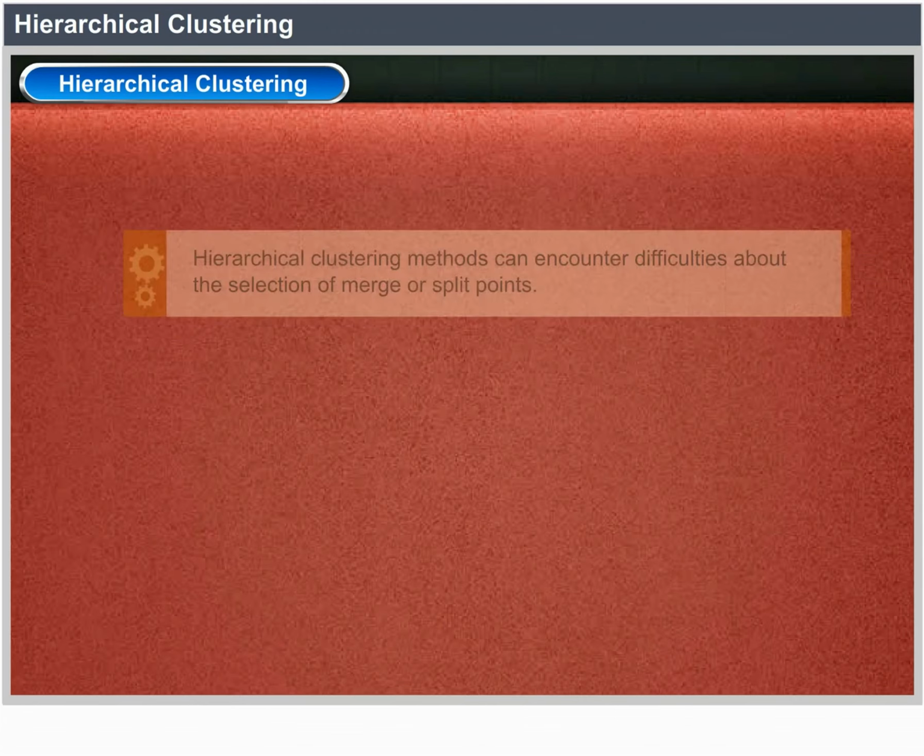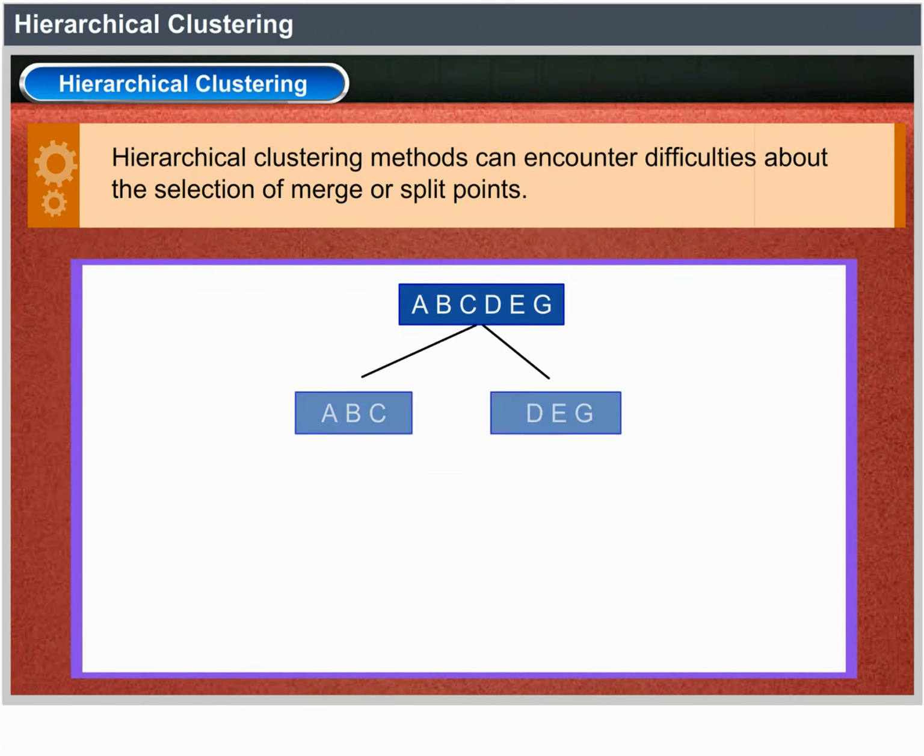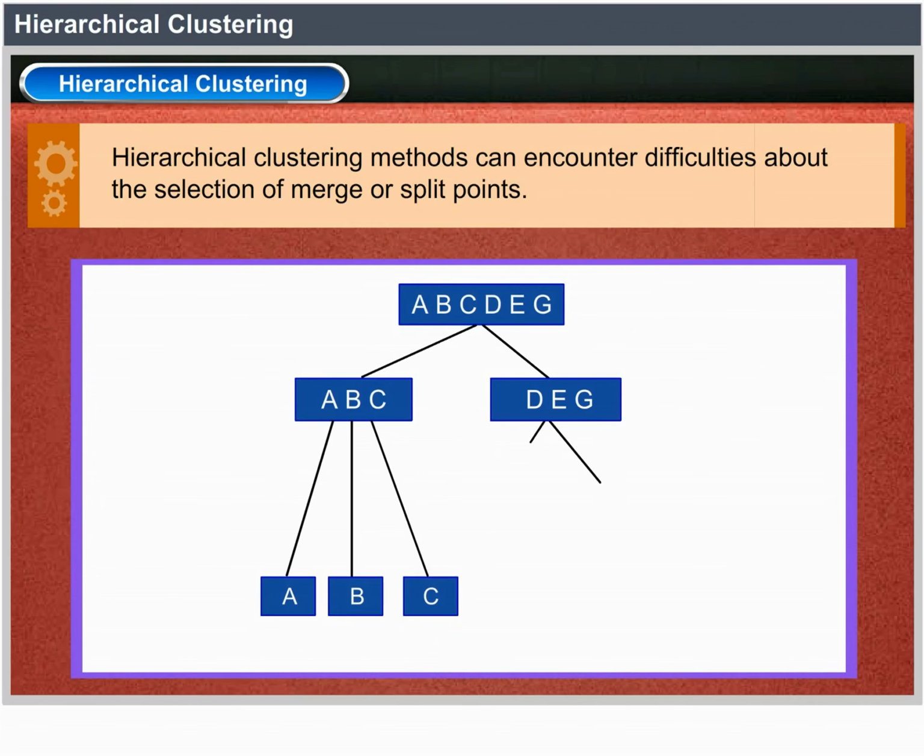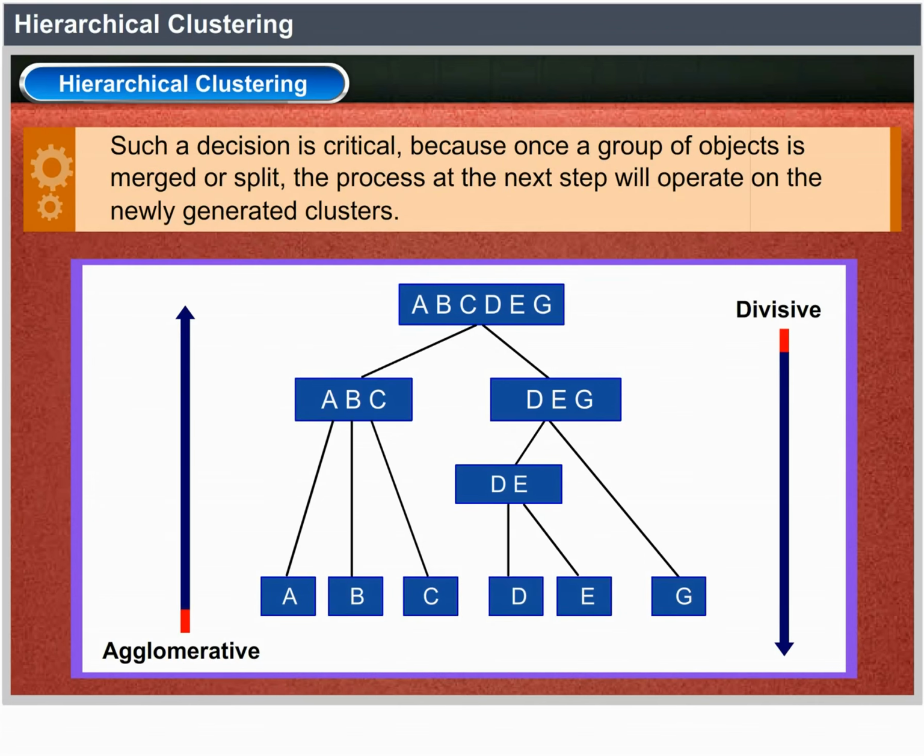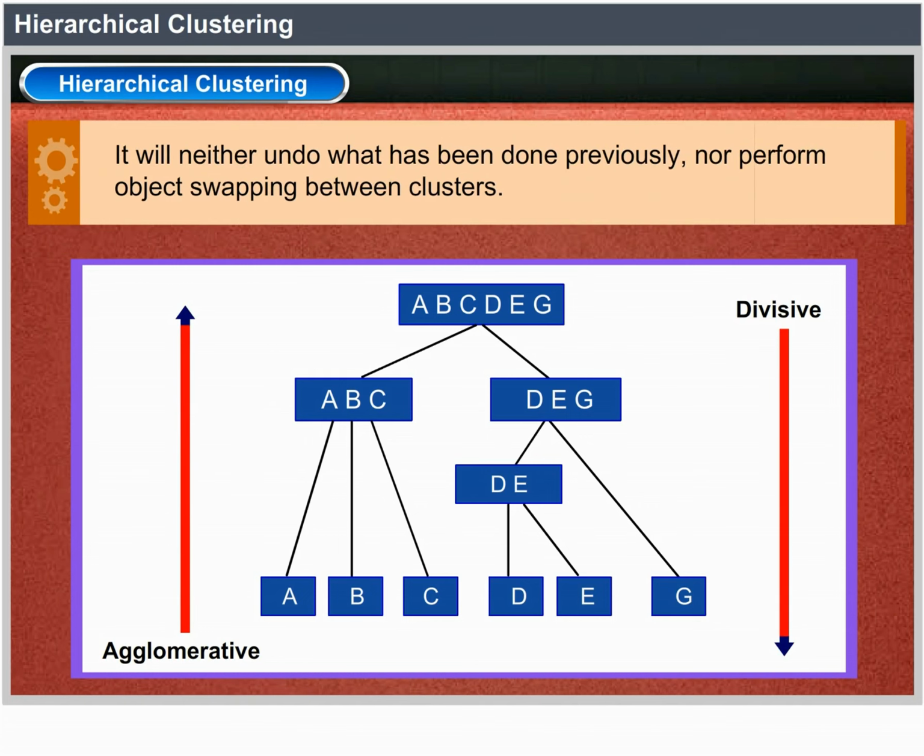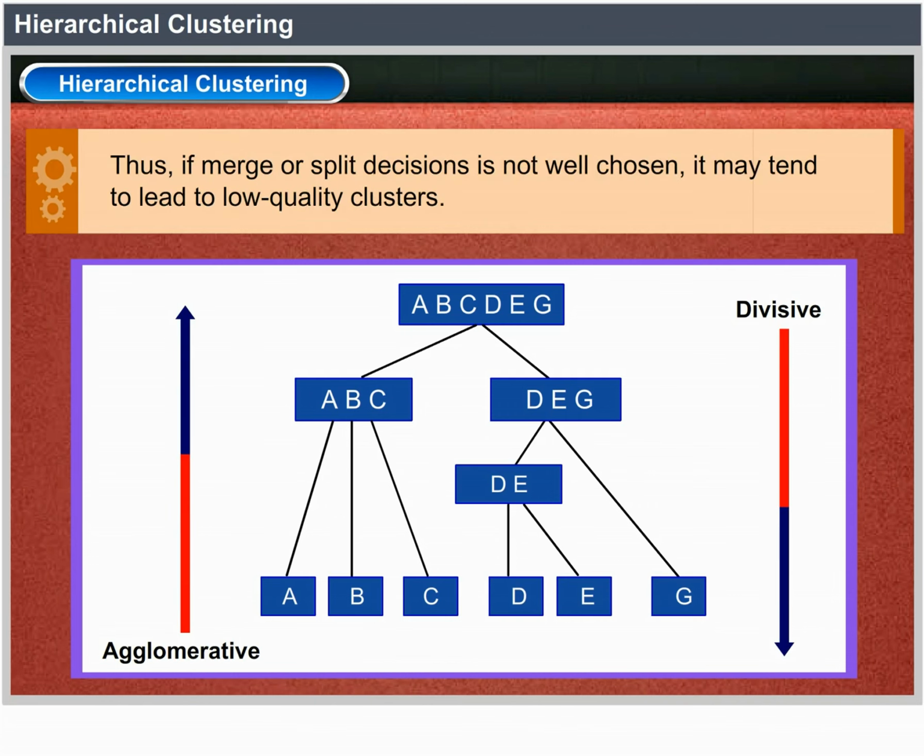Hierarchical clustering methods can encounter difficulties regarding the selection of merge or split points. Such a decision is critical because once a group of objects is merged or split, the process at the next step will operate on the newly generated clusters. It will neither undo what was done previously nor perform object swapping between clusters. Thus, merge or split decisions, if not well chosen, may lead to low quality of clusters.